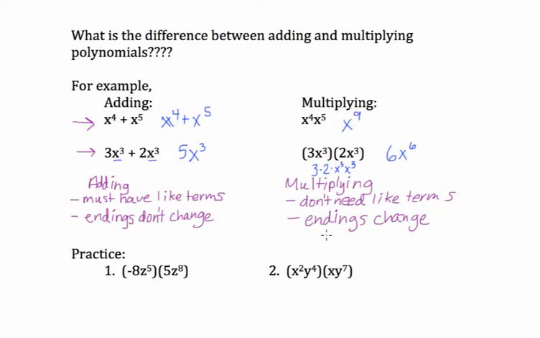Multiplying is almost the opposite. When you're multiplying, you don't need like terms. You can multiply any old thing together. x to the 4th times x to the 5th, they don't have to be like terms. They can go together to make x to the 9th. And in multiplying, your endings change. So notice here, we had x to the third and x to the third. We combined them to make x to the 6th. So when you're multiplying, your endings change and you don't need like terms. When you're adding, you have to have like terms, but your endings don't change.